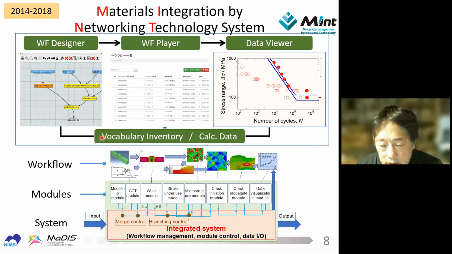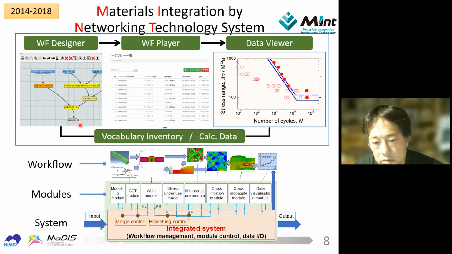And here is just an example of a simple workflow. The red and blue icons mean the input, and the orange and yellow icons are the prediction models, in other words, the physical models. And the gray icon means the output parameter.